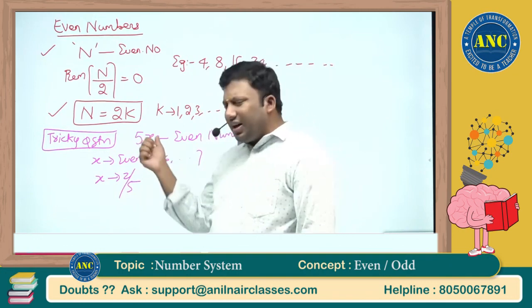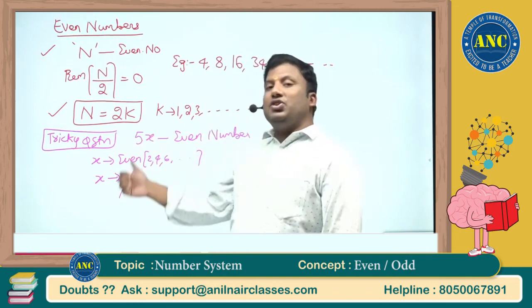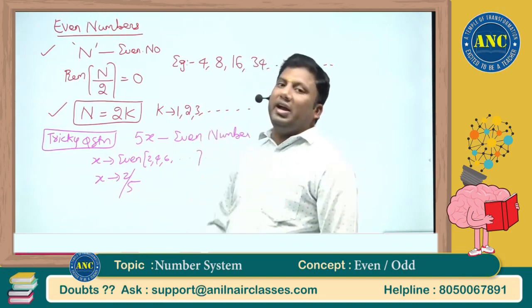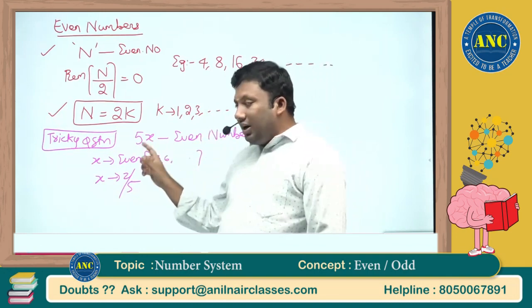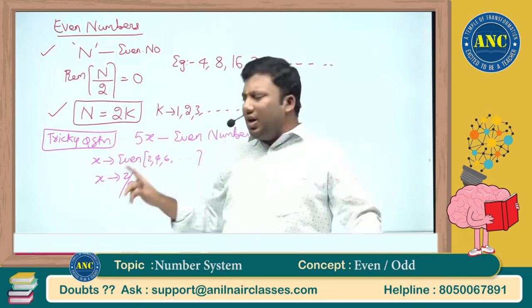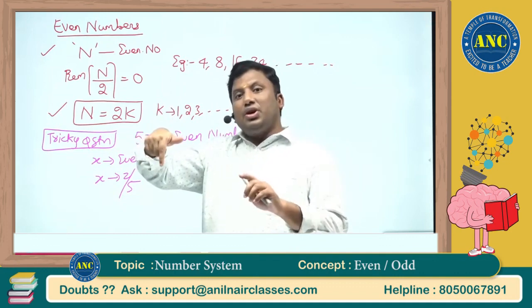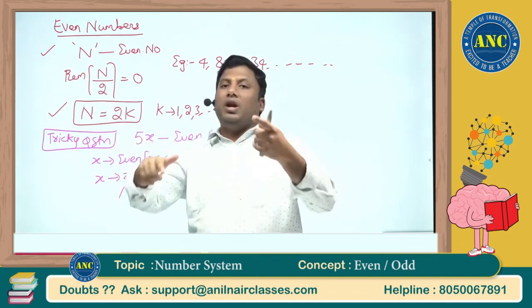Did I mention that x is a natural number? I mentioned that the right hand side is an even number. I did not mention anything about x. Did I mention anything about x? Right? You are taking x to be a natural number on your own assumption.